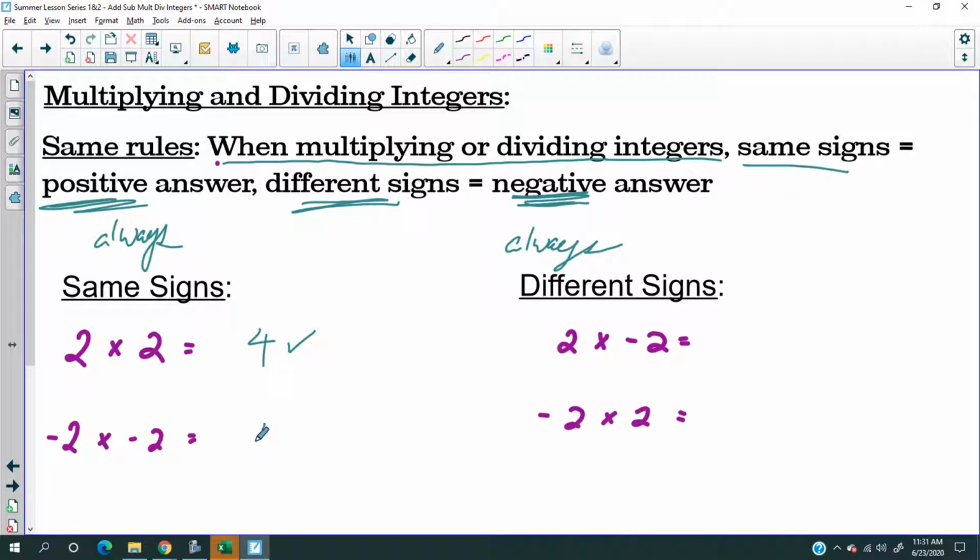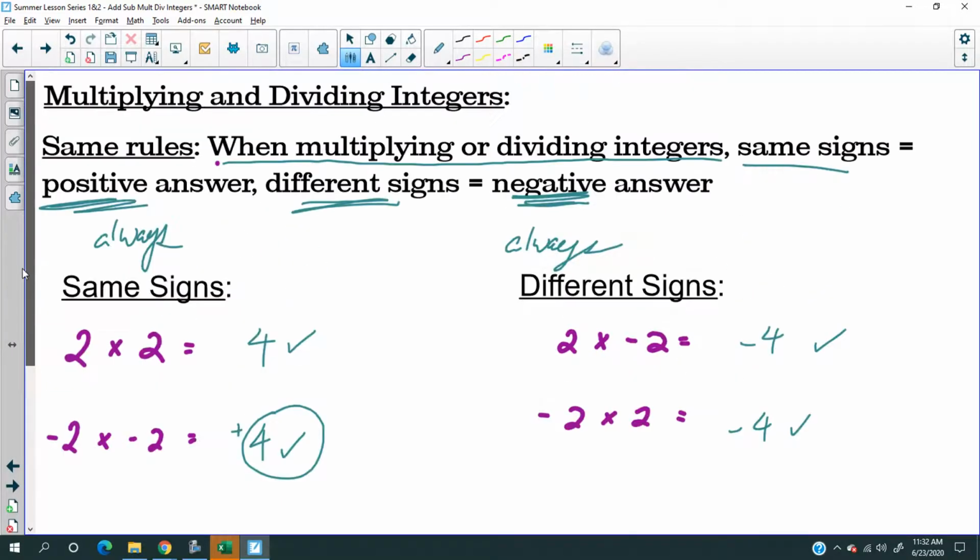Likewise, if you do negative 2 times negative 2, that's 4. Negative times negative, same sign, so the answer always comes out positive. Got that? Now, different signs. When the signs are different, you multiply them, but since the signs are different, this is positive and that's negative, the answer comes out negative, always. Lastly, 2 times 2 is 4, but this question has 2 different signs, so the answer comes out negative. That's how you do it.